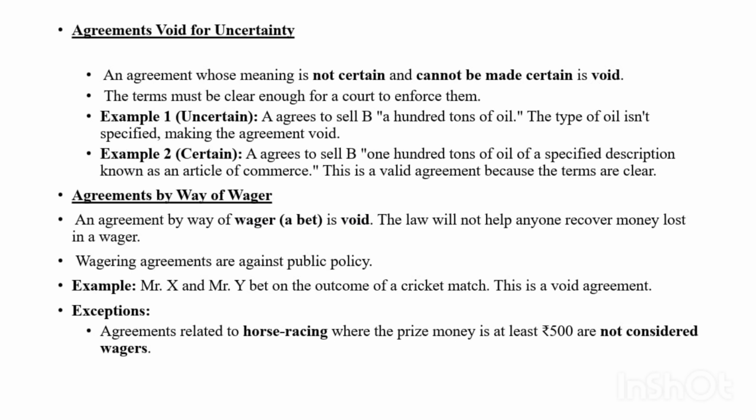Next one is agreement by way of wager. An agreement by way of wager, that means a bet, is void. The law will not help anyone recover money lost in a wager. Wagering agreements are against public policy. There is an exemption in this case, that is agreement related to horse racing where the prize money is at least rupees 500 are not considered as wagers.